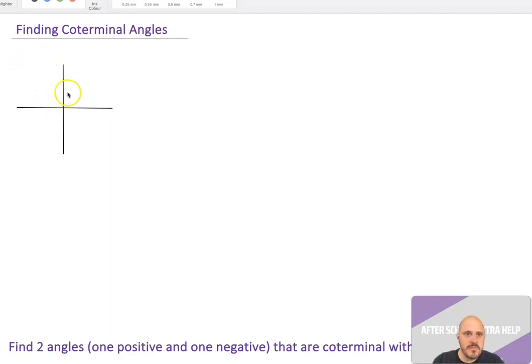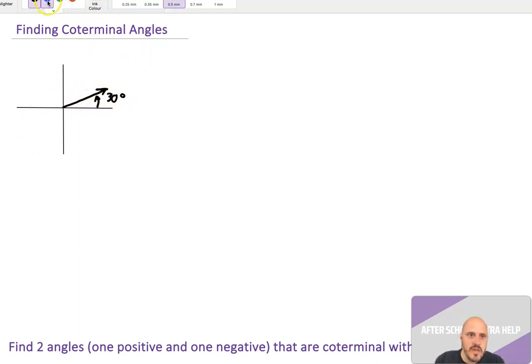All right, welcome back. Today we're going to look at finding coterminal angles. So let's start with an original angle here. Maybe if I turn my pen on here, maybe I have an angle like this, and let's say it's 30 degrees. And we want to find an angle that's coterminal with this angle, right? So its ending ray, its terminal ray, is going to be in the same spot.